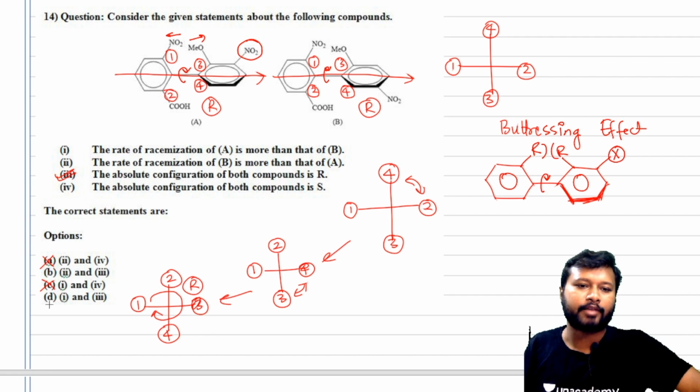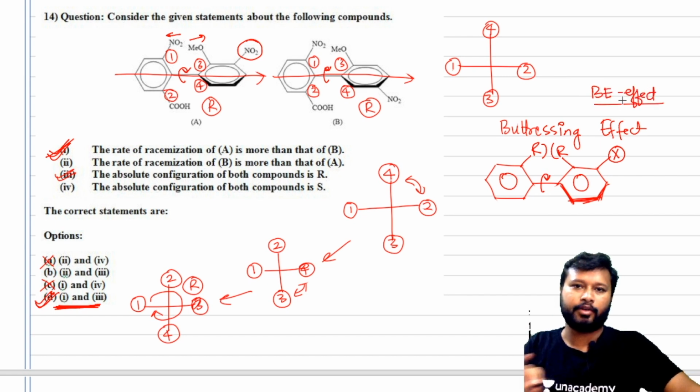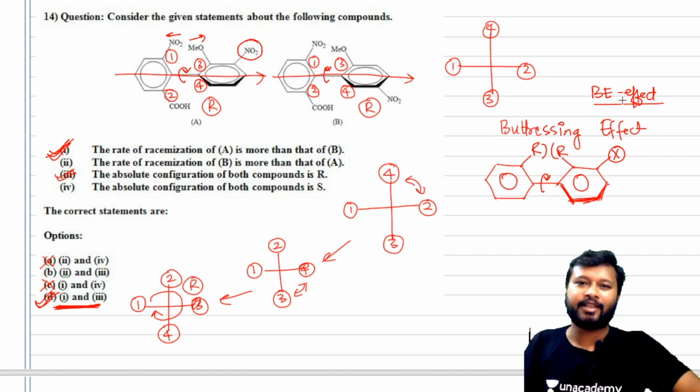And that's why statement number 1 becomes a correct choice, and that's why the correct answer becomes option D, which says statement 1 and statement 3 are both correct statements. This buttressing effect, sometimes also called the BE effect, please do read about it if you have not studied it yet. All right, if you have studied this already, please do let me know in the comment section below. All right, let's take the next question now.